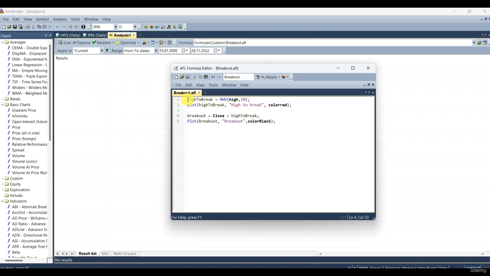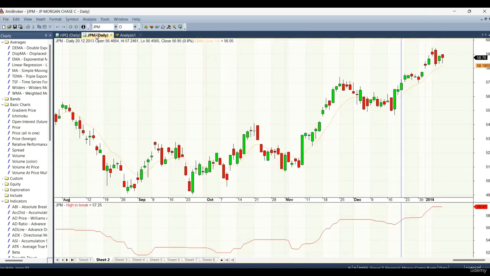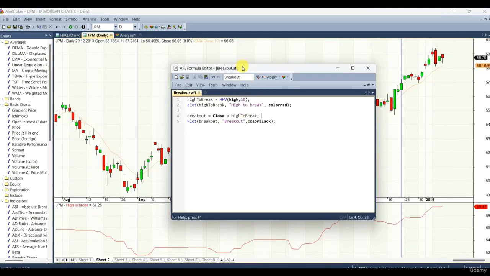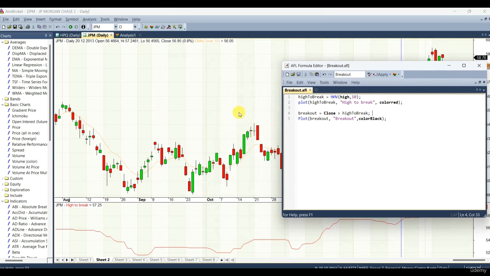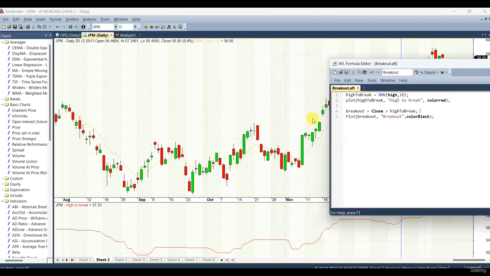Anyway, we have our high to break, which is the high we will be breaking, or we are waiting for the price to break it, which is plotted here. Now we want to identify the breakout. It means the price breaks the high. So what does it mean? We are waiting for close to be higher than the high to break.